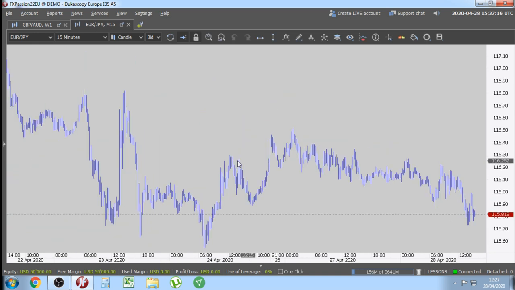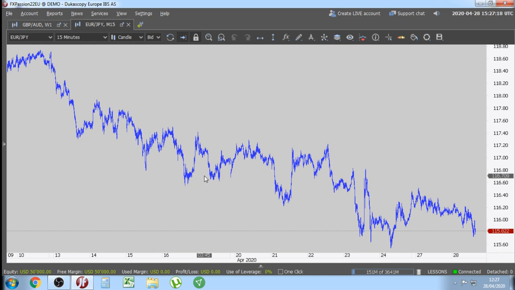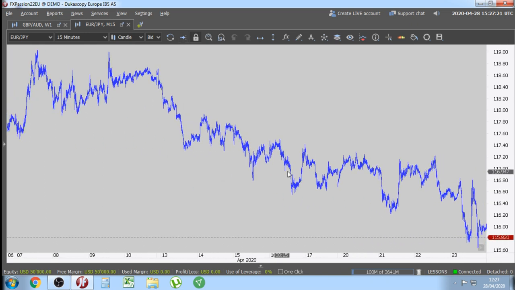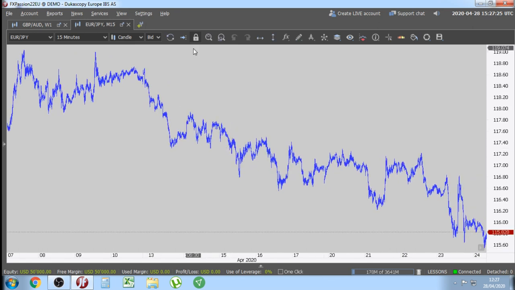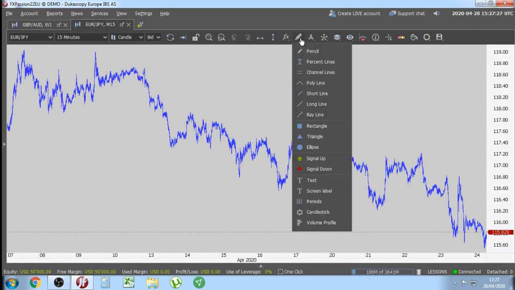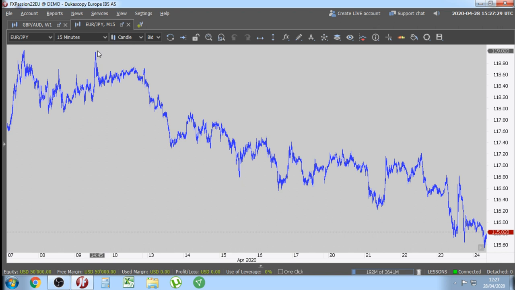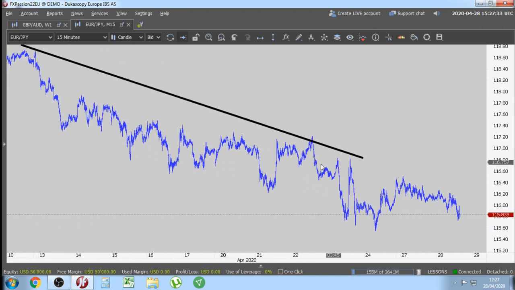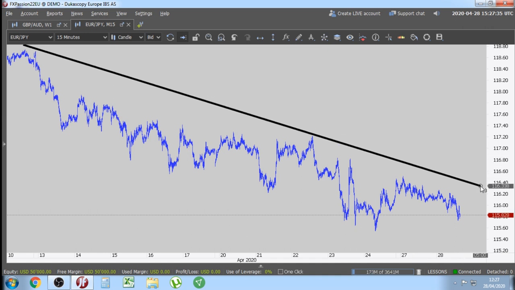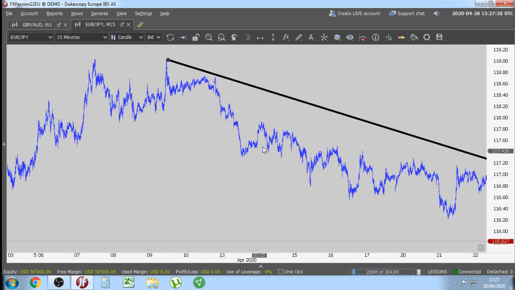Okay, Stojan, you need to find a trend. Okay, you need to find a trend. So I'm on Euro, it really doesn't matter the time frame and the currency pair. So we are in a downtrend, right? We are in a downtrend on the Euro JPY 15 minute chart.